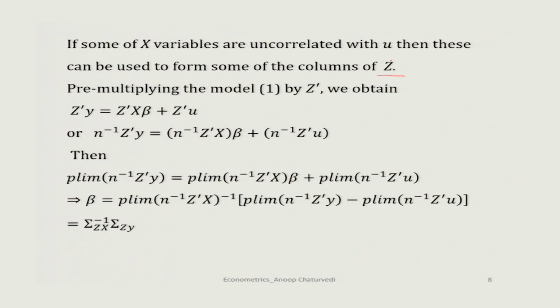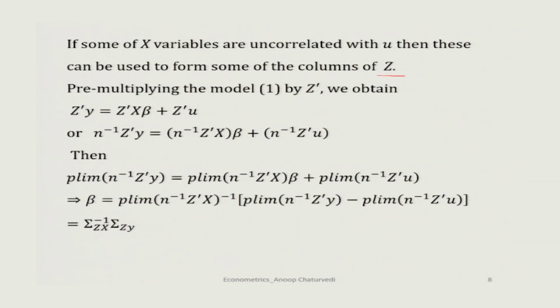Now, we pre-multiply the model 1 by Z transpose. So, you get Z transpose y = Z transpose x beta + Z transpose u, or n inverse Z transpose y = n inverse Z transpose x beta + n inverse Z transpose u. Then we take the probability limit. So, we get the probability limit of n inverse Z transpose y equal to the probability limit of n inverse Z transpose x beta plus the probability limit of n inverse Z transpose u.